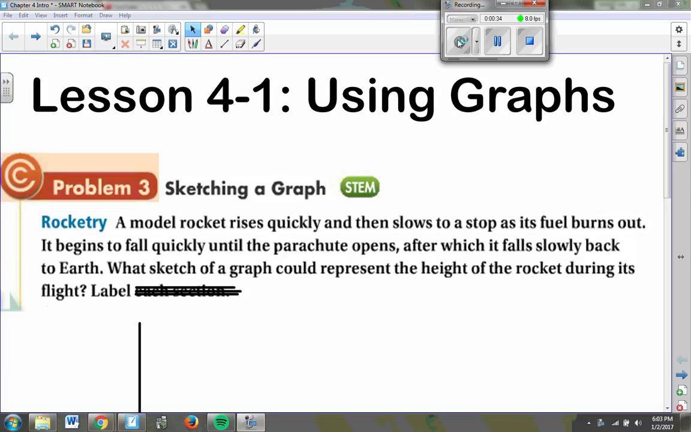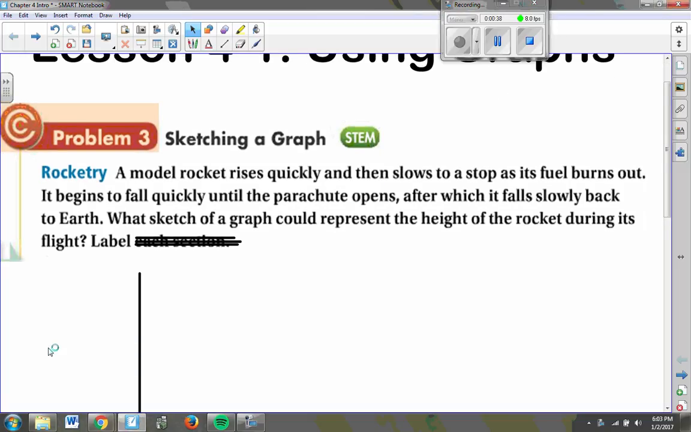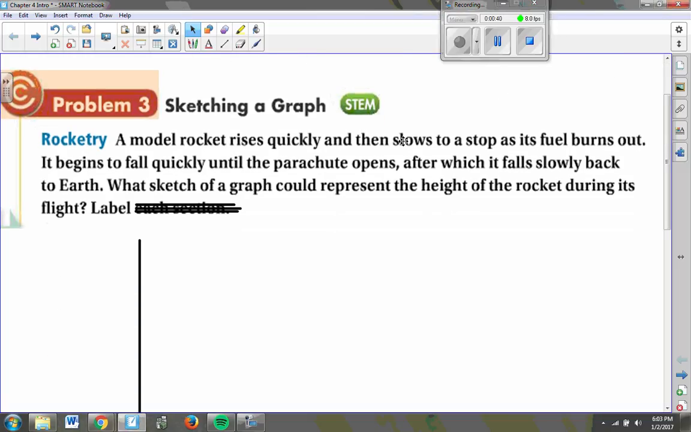For example, we have this situation here where we're told that a model rocket rises quickly, then slows to a stop as its fuel burns out. It begins to fall quickly back to Earth until the parachute opens, after which it falls slowly back to Earth. So they want us to sketch a graph that can represent the height of the rocket during its flight and label everything as well.